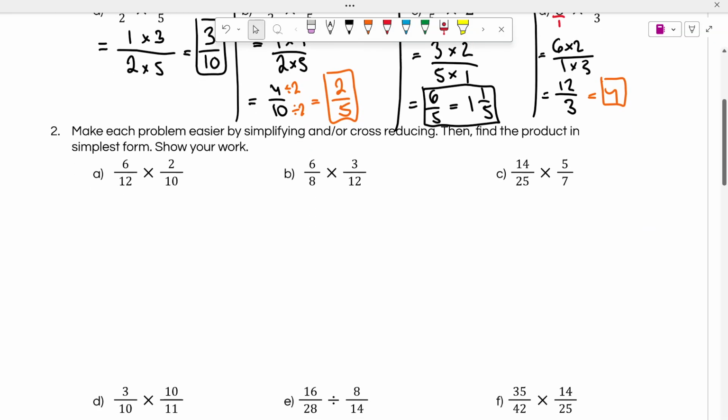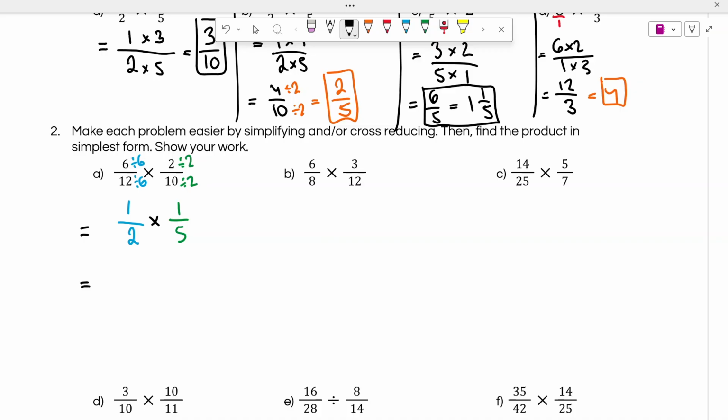Now, in questions with larger numbers, we probably want to look at simplifying before we do our multiplication, and this is called cross-reducing. Now, there's a few different things that we can do for simplifying. We can, of course, simplify any fraction where it already exists in the question. So, for example, in question A, I know that the fraction 6/12 simplifies by dividing top and bottom by 6. 6 divided by 6 gives me 1, 12 divided by 6 gives me 2. And I also notice that the second fraction can simplify by dividing top and bottom by 2. 2 divided by 2 is 1, 10 divided by 2 is 5.